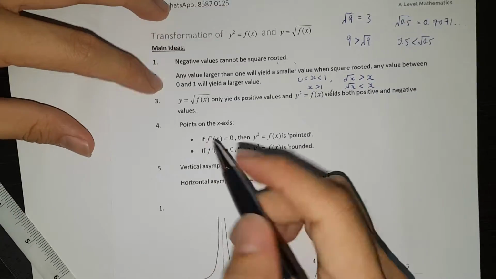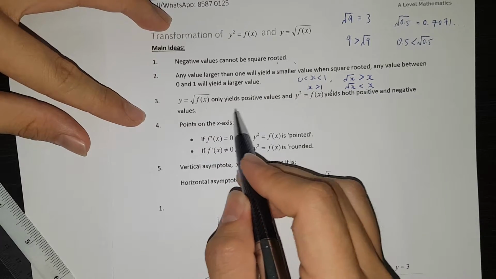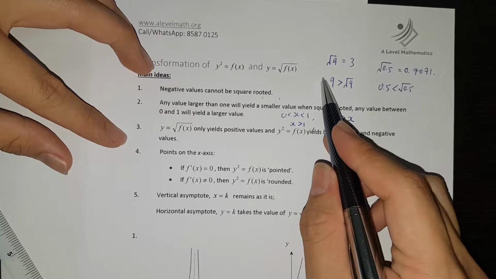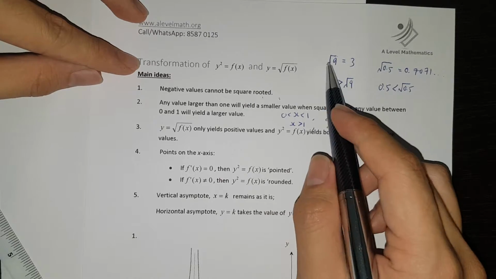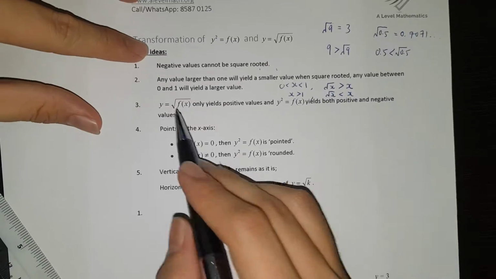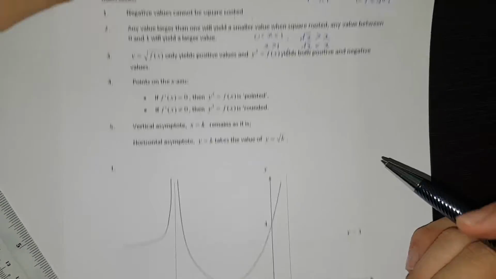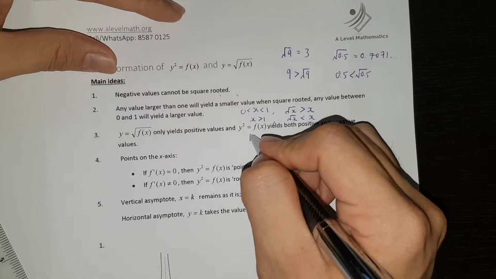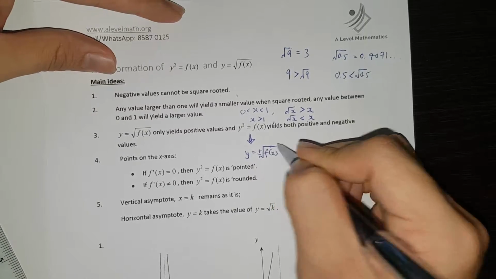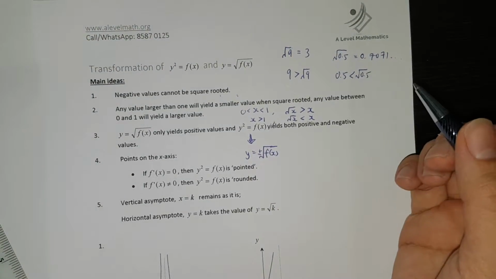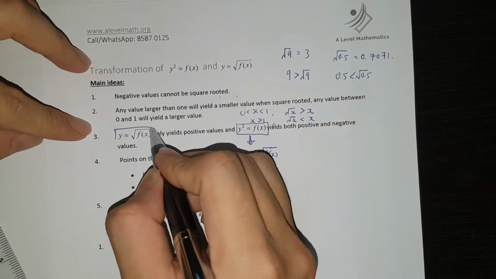Now the third point is this: square root f(x) only yields a positive value. Look at this, root 9 we get 3. It's not plus minus 3. Root 9 is just taking the positive value, so this graph only draws the positive side. You don't reflect it down. For y squared, in this case y equals plus or minus the square root of f(x), so you get two values, positive and negative. Take note of this. You have to know how to differentiate these two graphs.